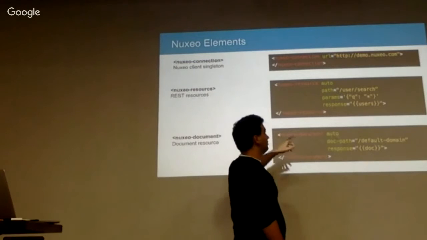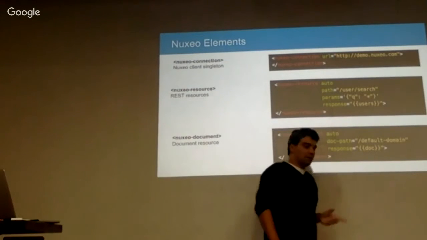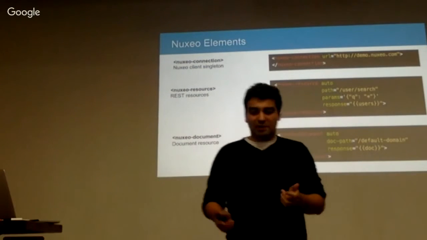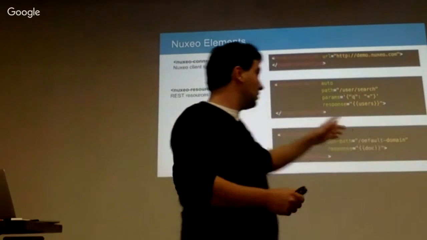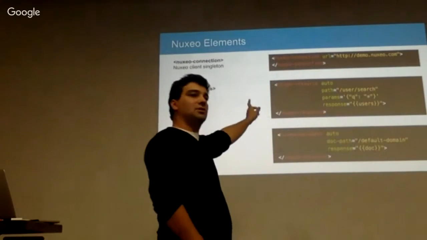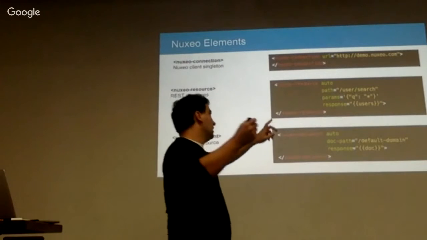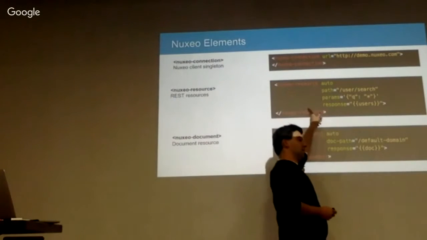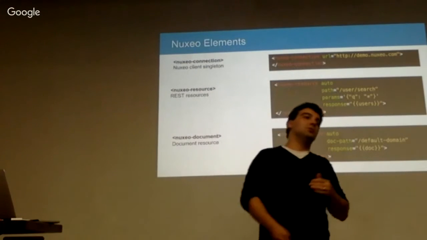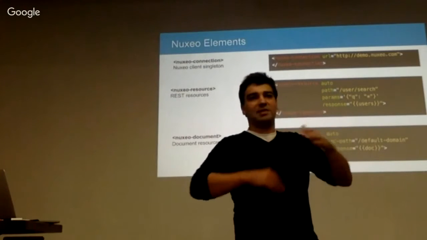One of the cool attributes that we also added is this auto attribute. What it does is really cool, because once the connection is established, it will fire events, and all the elements that have this attribute set will do the request only then. So you can control when things happen.